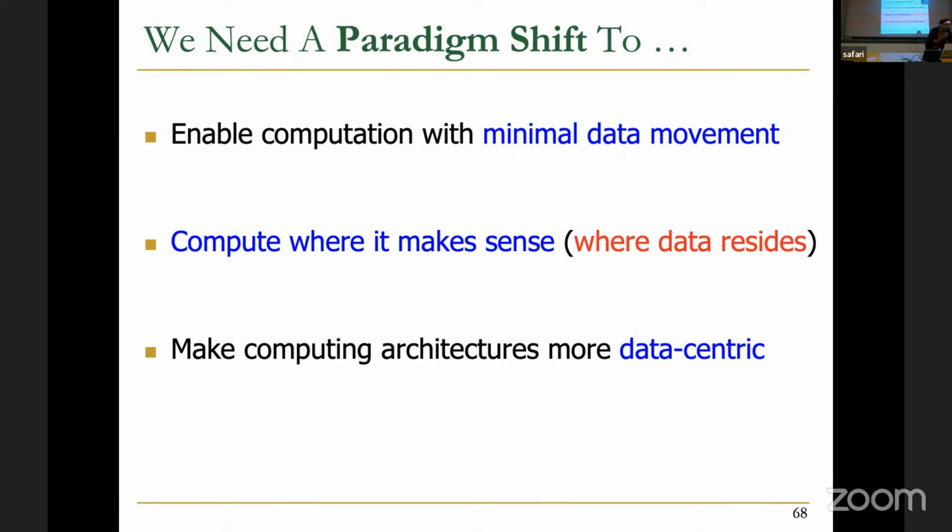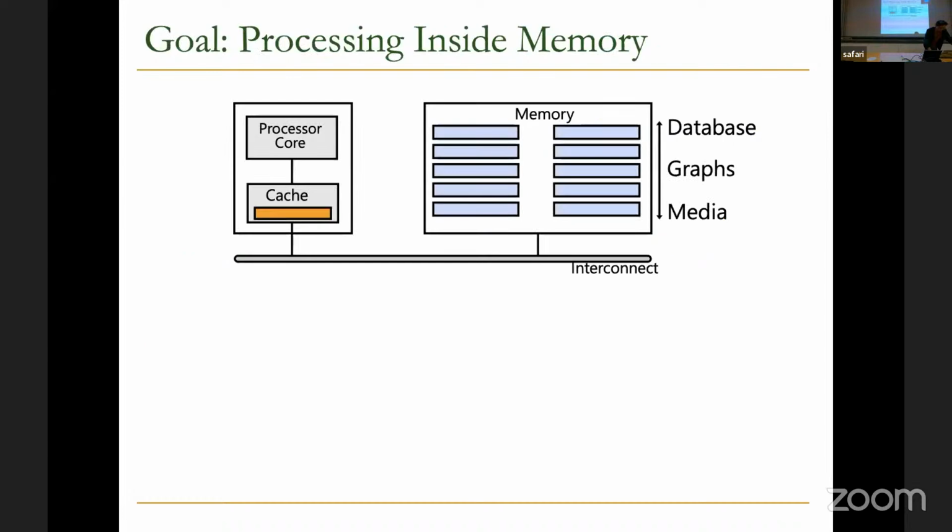If the data is already in the register file or in the L1 cache, it makes no sense to compute in memory, right? Because the data is already near the processor. But in most of the cases, that's not going to happen. In most of the cases, we have to go to the main memory, to the external off-chip memory. And in the end, the goal here is to make computing architectures more data-centric.